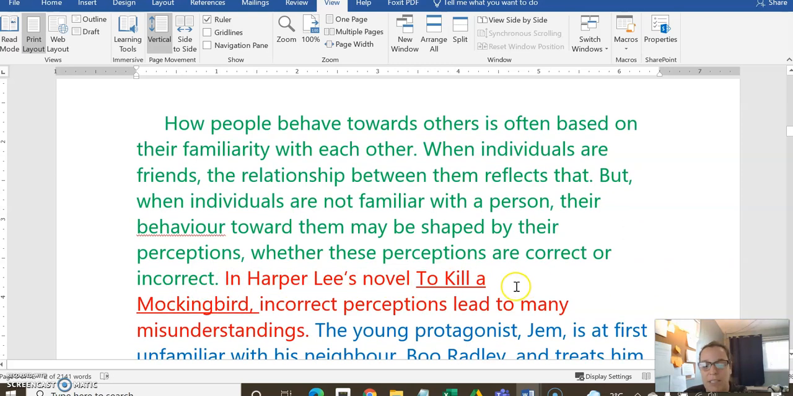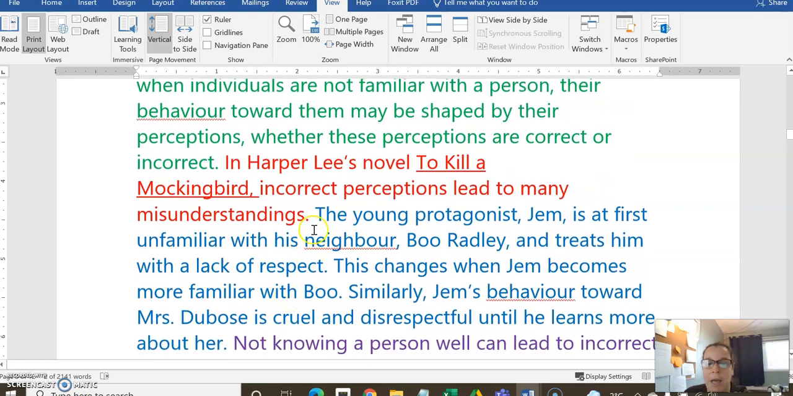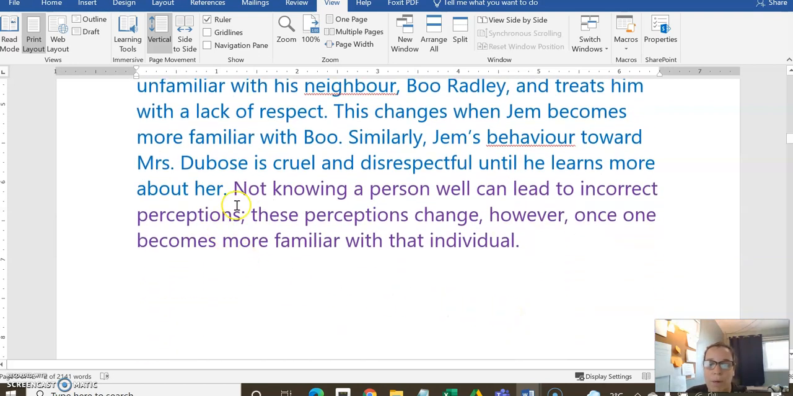In Harper Lee's novel To Kill a Mockingbird, incorrect perceptions lead to many misunderstandings. The young protagonist, Jem, is at first unfamiliar with his neighbor, Boo Radley, and treats him with a lack of respect. This changes when Jem becomes more familiar with Boo. Similarly, Jem's behavior toward Mrs. Dubas is cruel and disrespectful until he learns more about her. Not knowing a person well can lead to incorrect perceptions. These perceptions change, however, once one becomes more familiar with that individual.